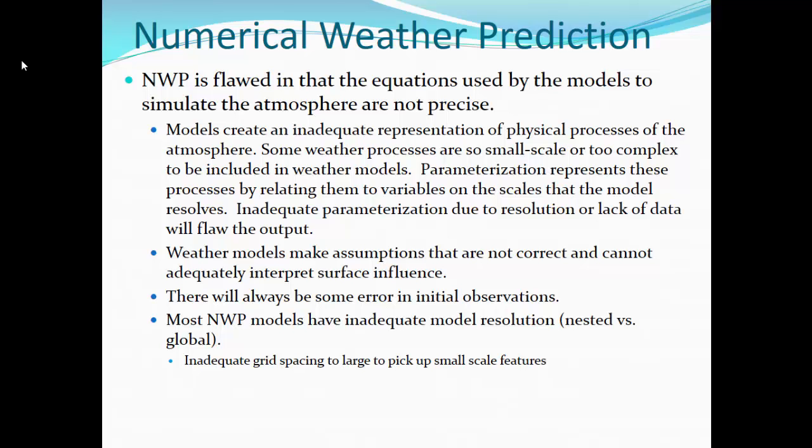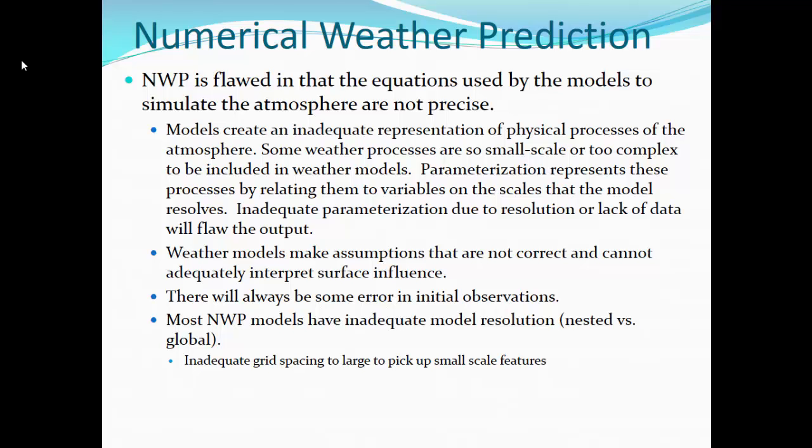Weather models also have to make assumptions, and it's not that the assumptions are wrong, they're just not completely correct. You can't make an absolutely perfect assumption on how the surface and the atmosphere will interact with the processes of the atmosphere. So those basic assumptions can be wrong, or they cannot adequately interpret the influence of microscale processes or surface influences, and that's a flaw in numerical weather prediction.